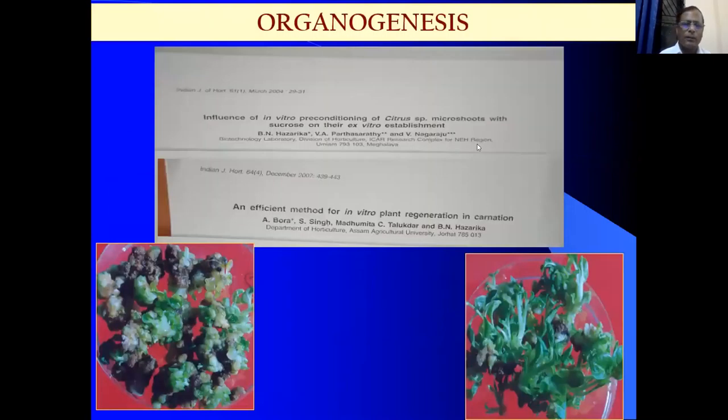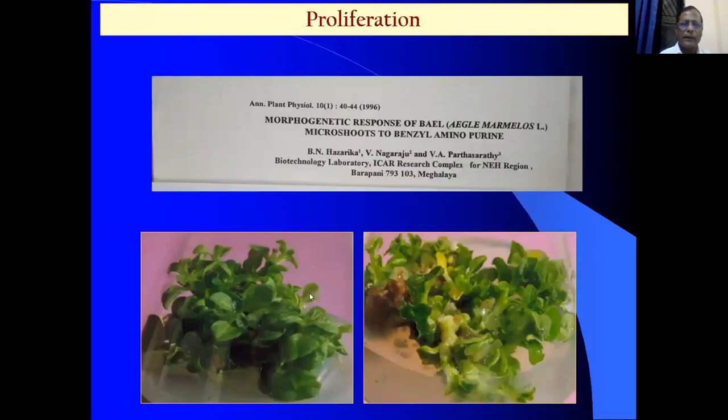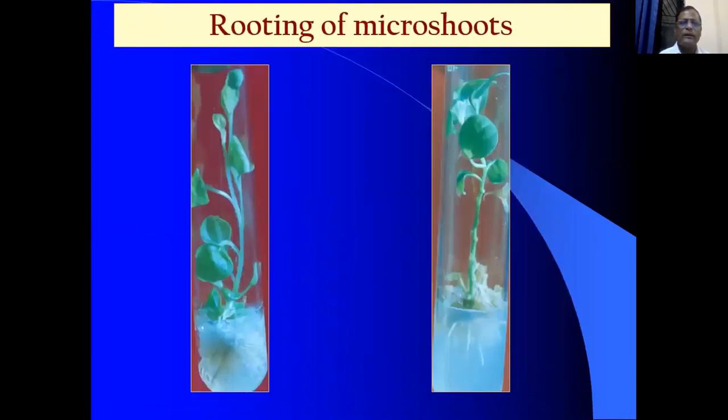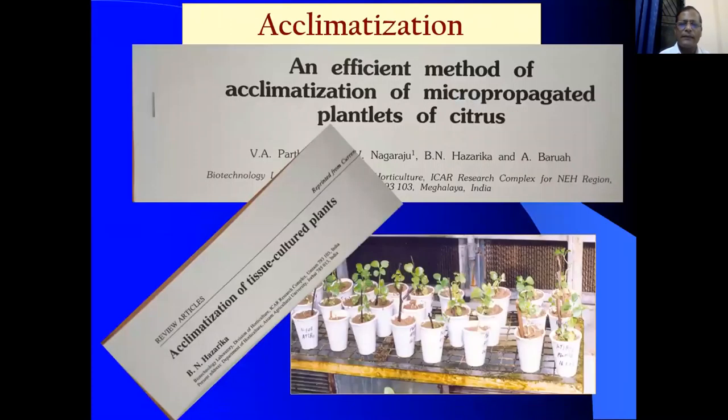Organogenesis takes place like this. For example, these are some of the proliferation aspects, and in the case of tissue culture plants, this is how rooting is done. After this, the plants are subjected to acclimatization. In the acclimatization process, there are different techniques.